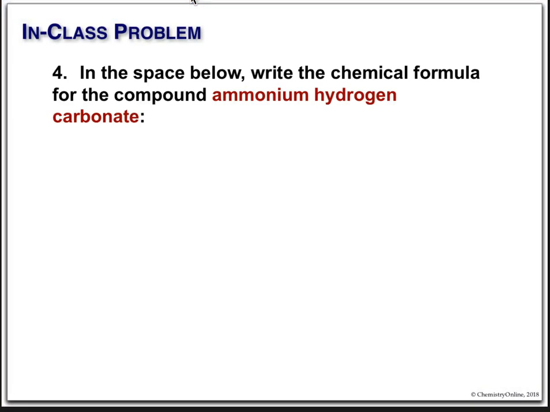All right, here we're going to take a name and we're going to write a formula. This is ammonium hydrogen carbonate. Now we remember that ammonium is a polyatomic ion. It's the only positive polyatomic ion that we have, for chemistry 100 anyway, and it is NH4. Has a +1 charge. We remember that carbonate is also a polyatomic ion. It's the parent of the carbon family. We know that because it ends in ATE. Carbonate has a -2 charge, and it's CO3.